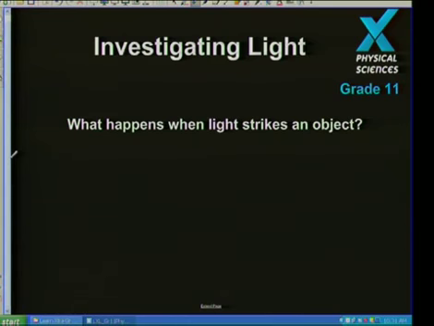Two processes. When this happens, light cannot travel through the object. We say the object is opaque. Opaque. And that means that light does not travel through.